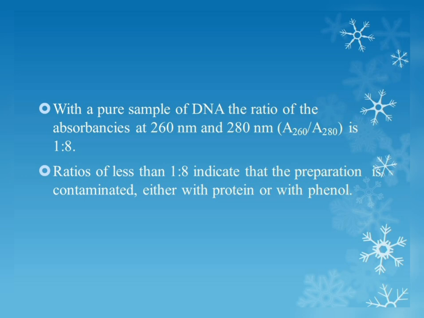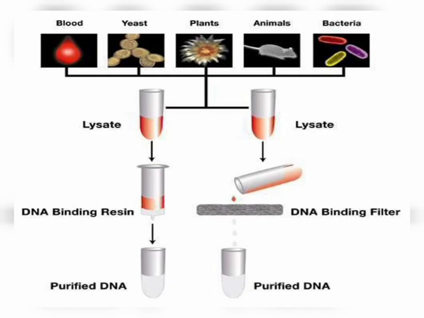Next, in this picture you can see the samples we have taken: blood, yeast, plants, animals, and bacteria. By taking samples from them, they are lysed, and the DNA binds to the resin on the left side, and on the right side, the DNA binds to the filter. And finally, we get the purified DNA extracted.